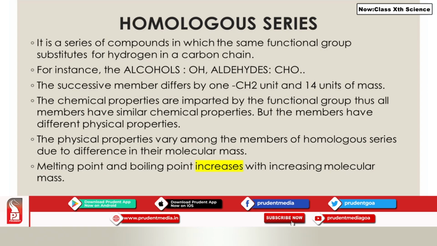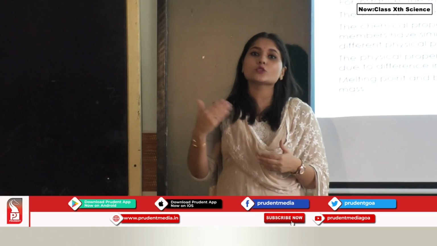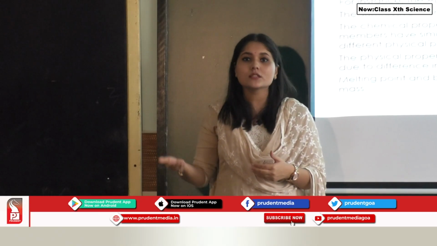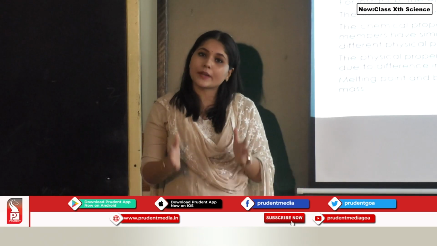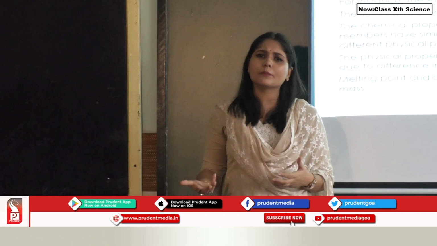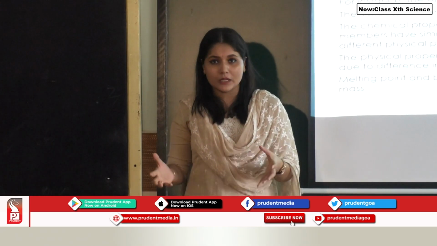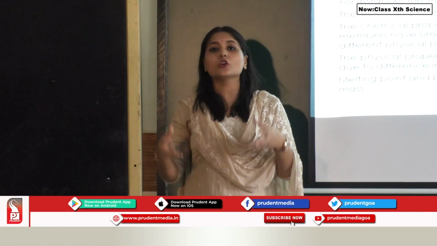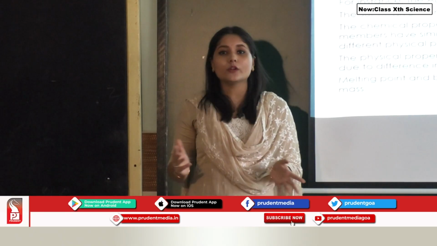The physical properties vary among the members of a homologous series due to difference in their molecular mass. As you go down the homologous series, there is an increase in the mass by 14 mass units. This increase in molecular mass changes the physical properties of the compounds in the homologous series. Melting and boiling points increase with increasing molecular mass. Why? Because the molecules are becoming bulkier. Besides that, the bonding is increasing. So in order to break the bond, enough energy has to be supplied. The more the energy, the higher the boiling point or the melting point.